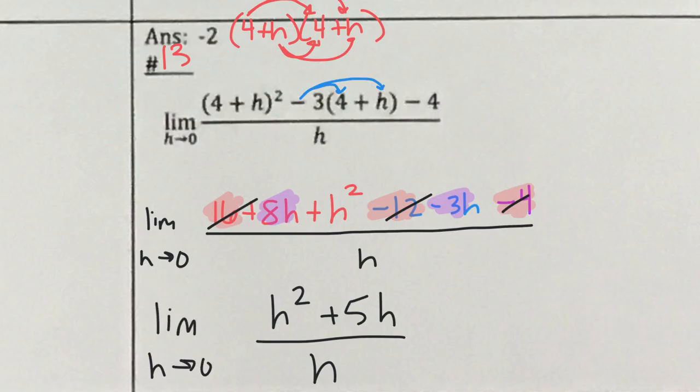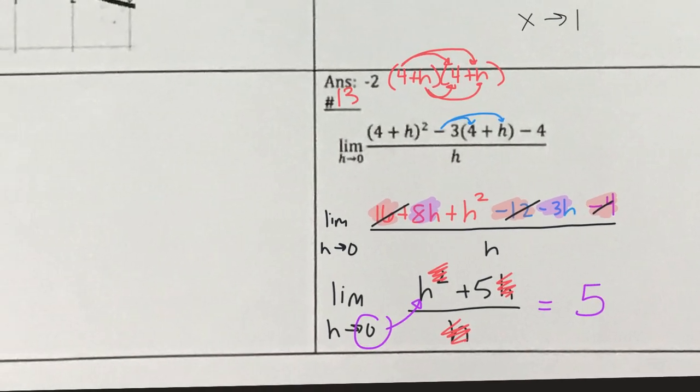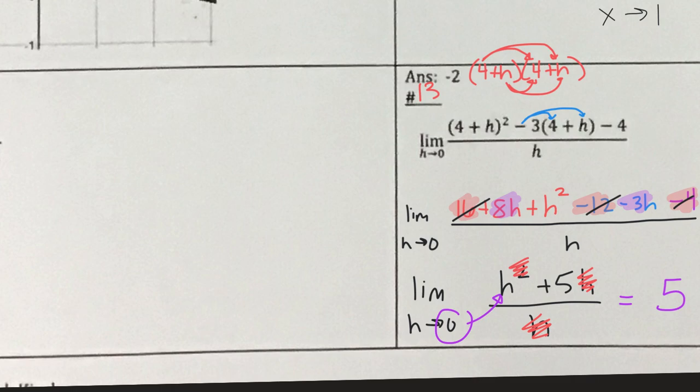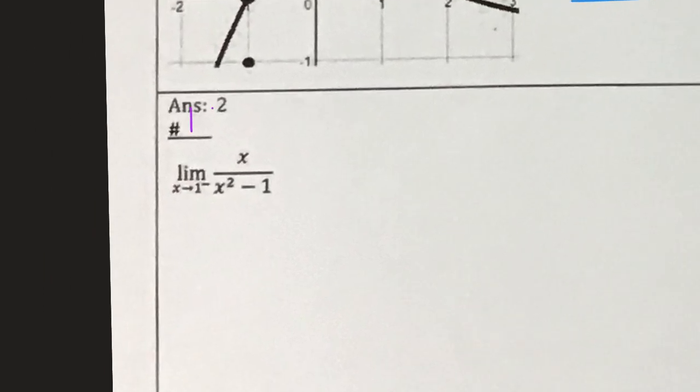So what can I do now? Divide 1h from each of my terms. They all have an h in common, so 1h divides all of them. Now, when I plug in 0, I get an answer of 5. Okay, so that algebraic manipulation wasn't that bad. We just had to square something and then do some distribution. Okay, we're going to skip 14. It's pretty easy, but 14 brings us over here to this one.